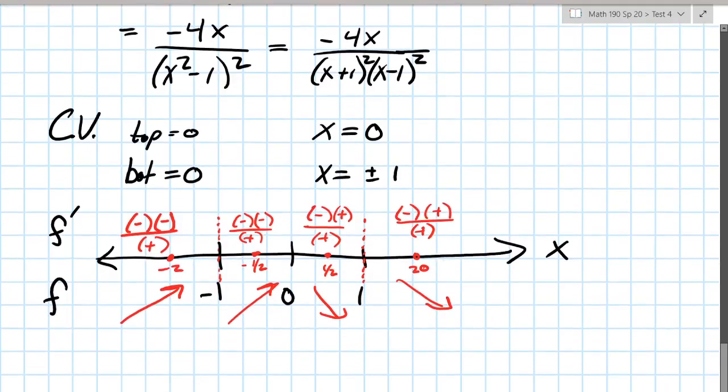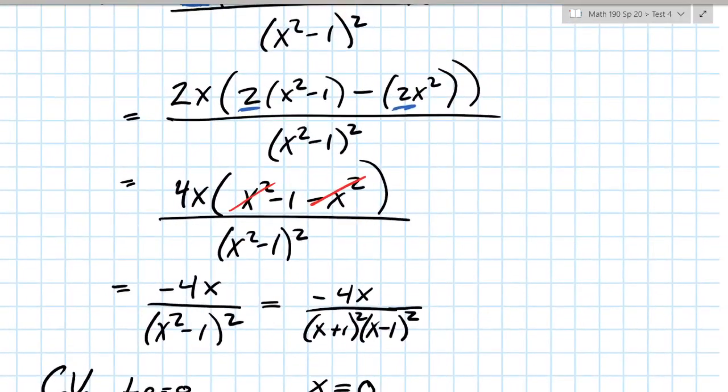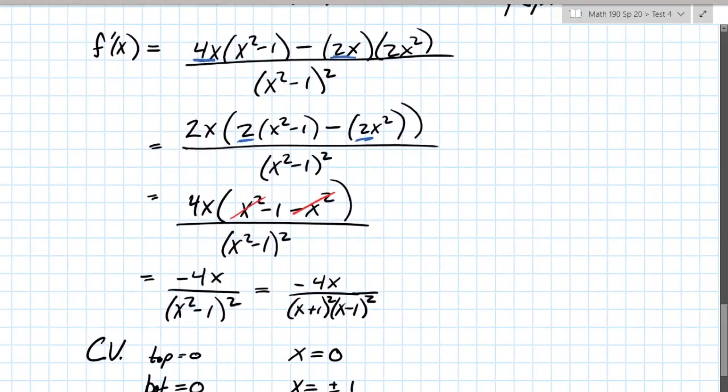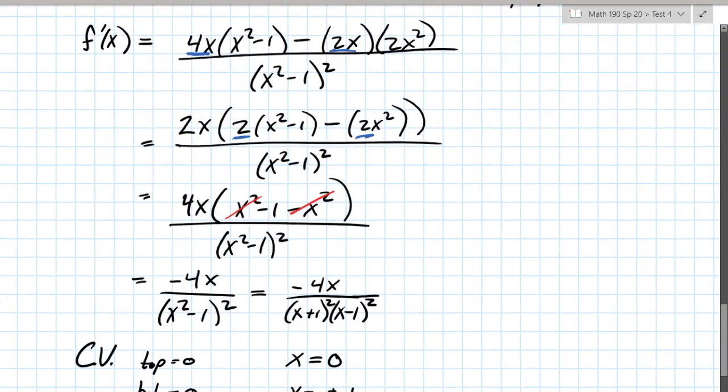So what features do we have here? Well, looks like we have a local max at 0. Notice also that we have asymptotes at negative 1 and positive 1, so even if the derivative sign had changed, we would not have a max or min there. So that is our first derivative information. Now we can take a look at all of our first derivative steps and see which would be most convenient to work with for our second derivative.